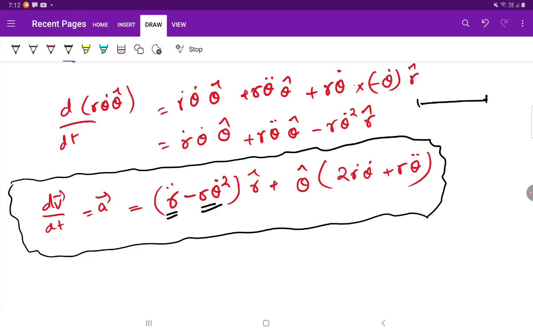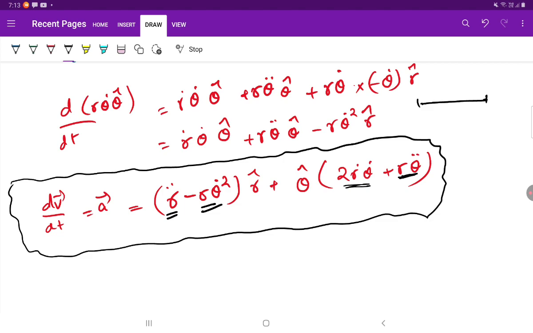Now in the theta cap direction, the first component is this r theta double dot, that is the acceleration by virtue of angular acceleration. And this term 2 r dot theta dot, you can call it a Coriolis acceleration, but while writing the pseudo force equation we use Coriolis force. So this component basically comes with that.